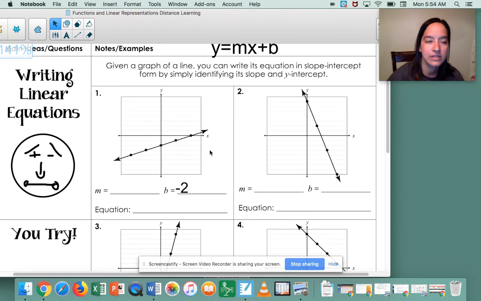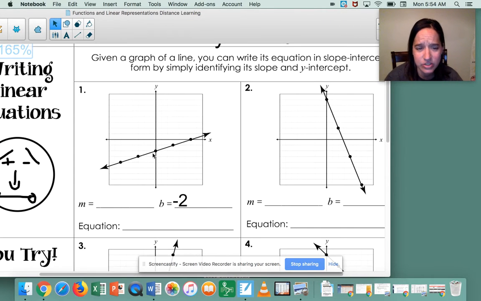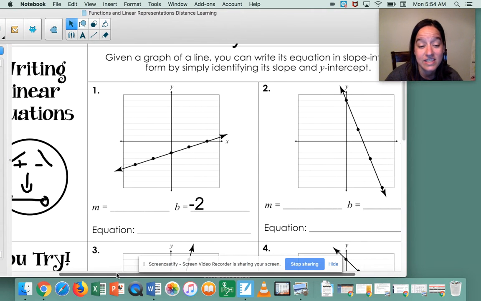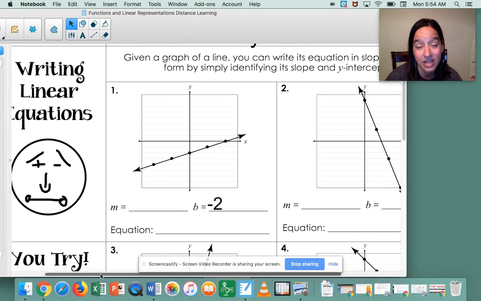Then I look here and I need to first recognize, hey, this is a positive line. It's a positive line because it's going up like this. So if it's a positive line, my slope is going to be positive. So right away, I know m is going to be positive. Then I'm going to count my rise over my run, my rise over my run.